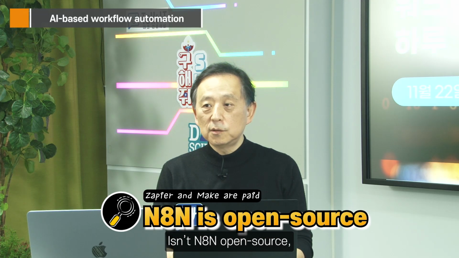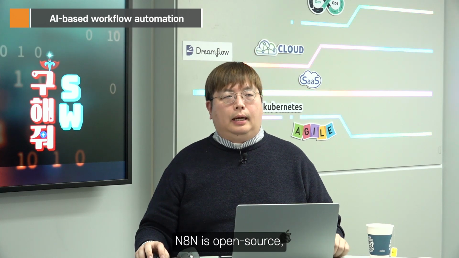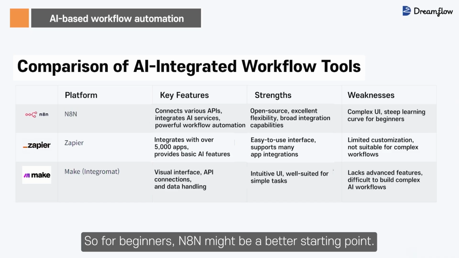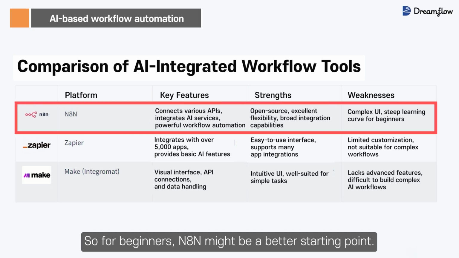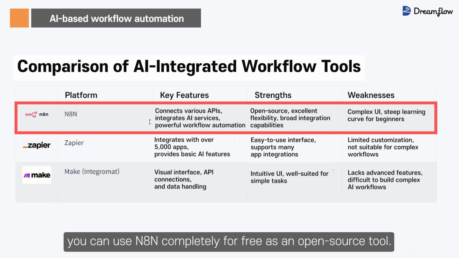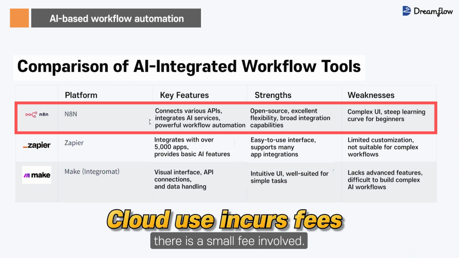Isn't n8n open source, while Zapier and Make are paid products? Yes, that's right. n8n is open source, while Zapier and Make are commercial products. So for beginners, n8n might be a better starting point. If you install it yourself, you can use n8n completely for free as an open source tool. If you prefer the cloud version, there is a small fee involved.